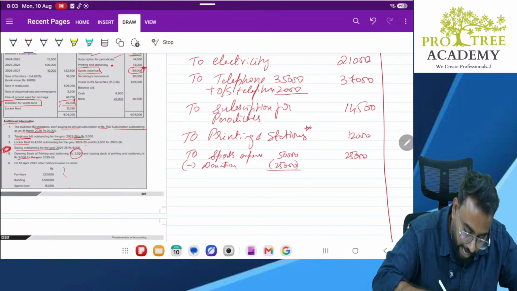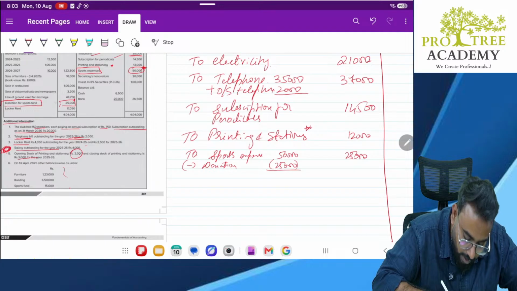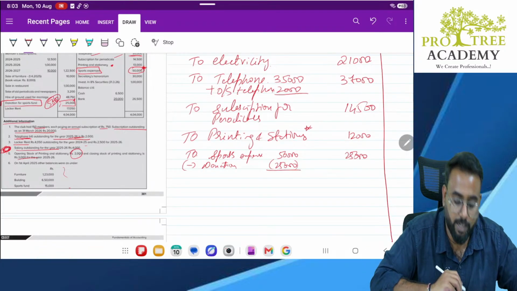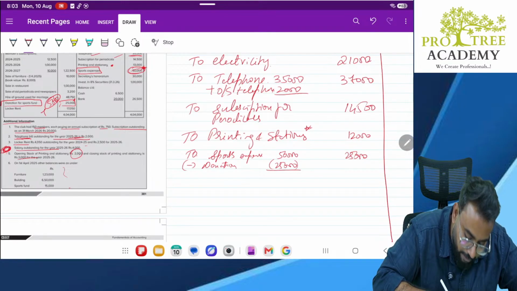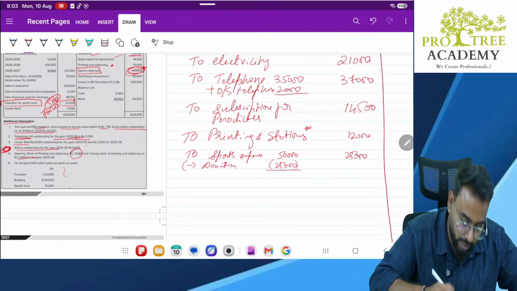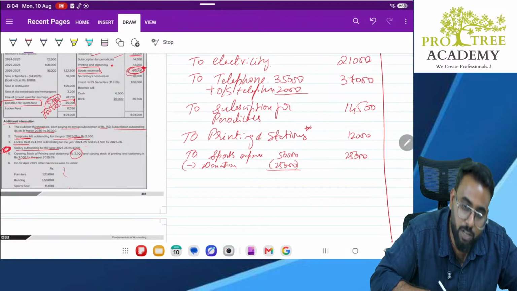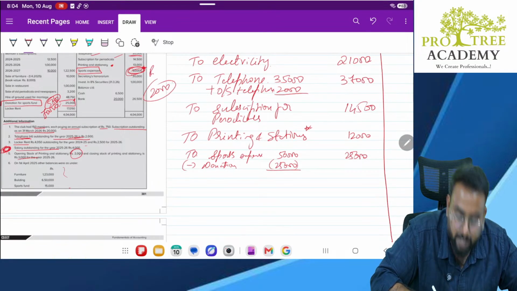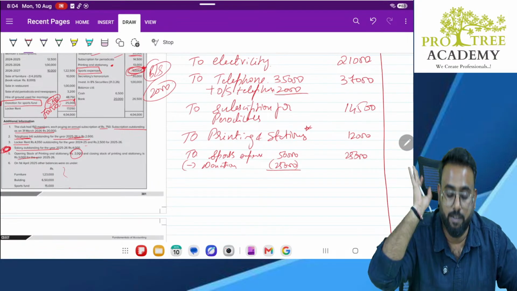Sir, what if I have received the donation as 50,000? Then no expenses. Why? 50,000 you had received, 50,000 you spent. Sir, what if I have received 70,000 and I have spent only 50,000? 50,000 will get reduced out of 70,000. The remaining 20,000 will be shown in the balance sheet as sports fund.